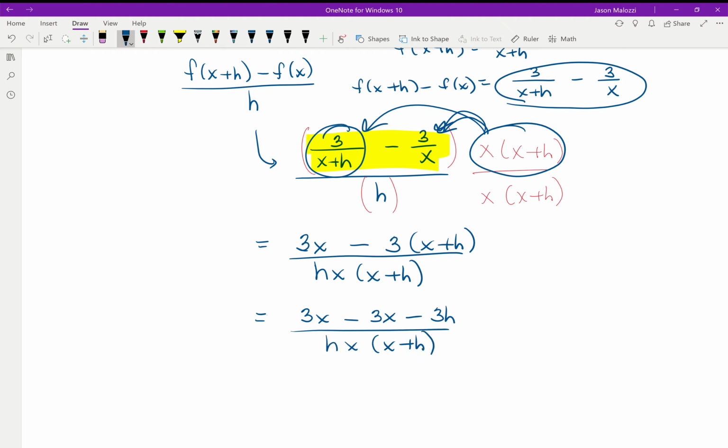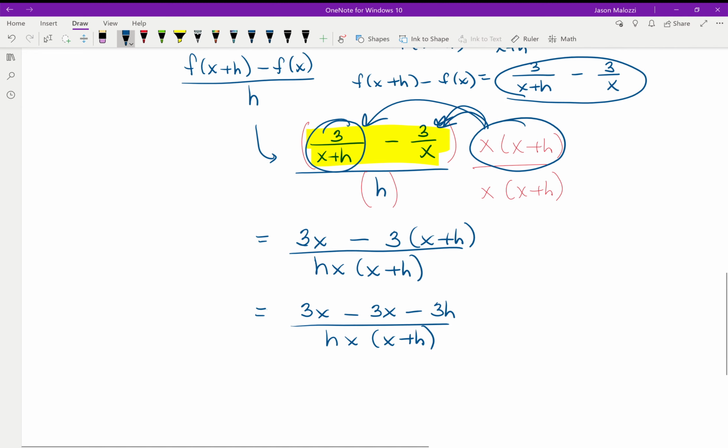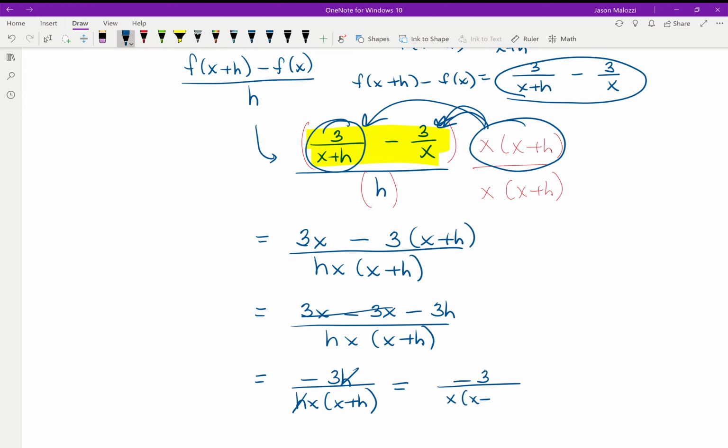And remember, that's just part of your strategy of simplifying fractions, right? You always want to leave it in factored form if you can, multiply out and combine if you have to, if it's not in completely factored form. So that's kind of why we're doing what we're doing here. So 3x is crossed out, and we get negative 3h over hx times x plus h. And now would you look at that? The h's cancel out. So that is a common theme with computing difference quotients. We always want that h to go away. And this is your final answer.